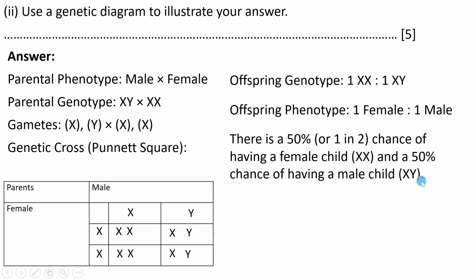Like when a man and a female are having intercourse, when fertilization occurs, there is a chance for having a female child, which is 50%, as well as another chance for having a male child, which is also 50%. Okay, that's what it means here. So we move on to the next question.